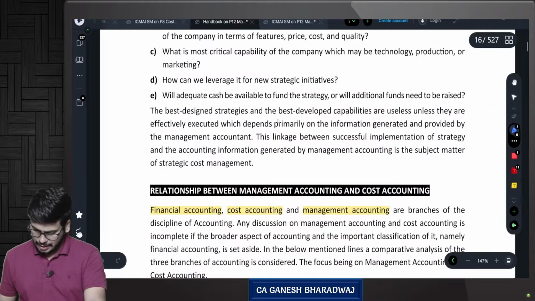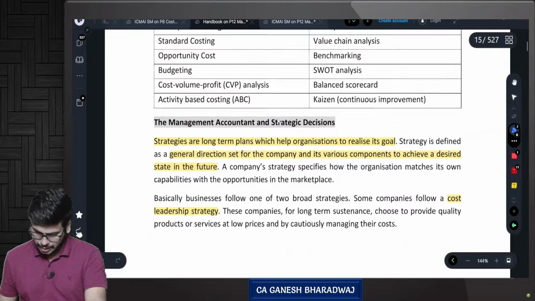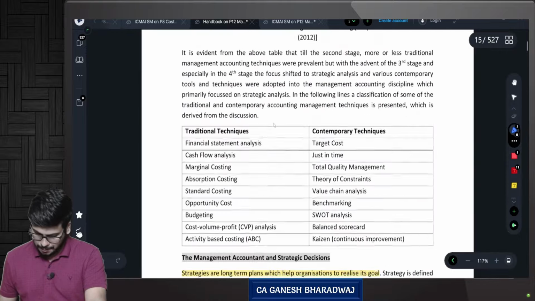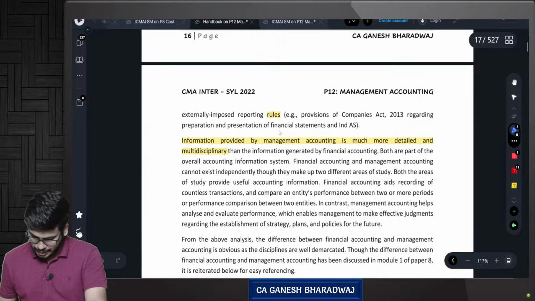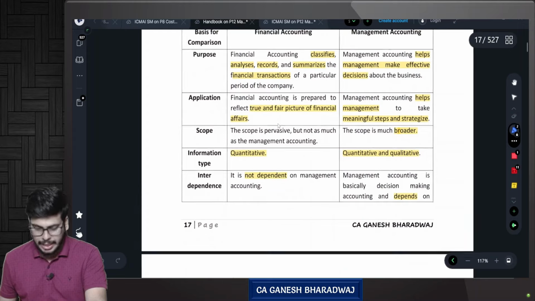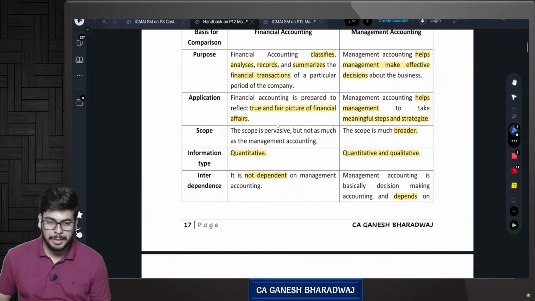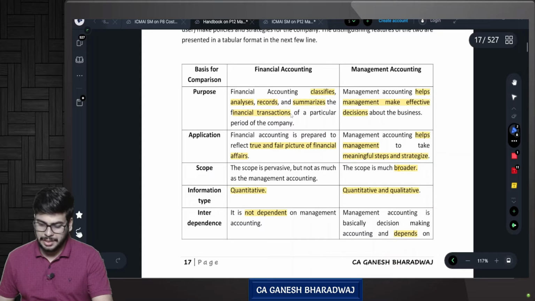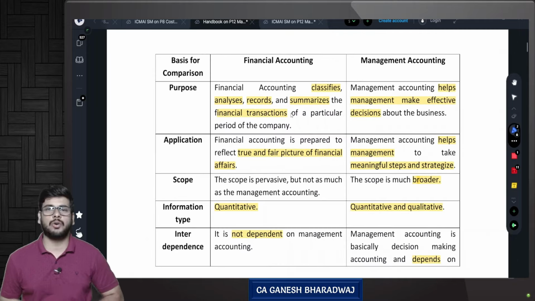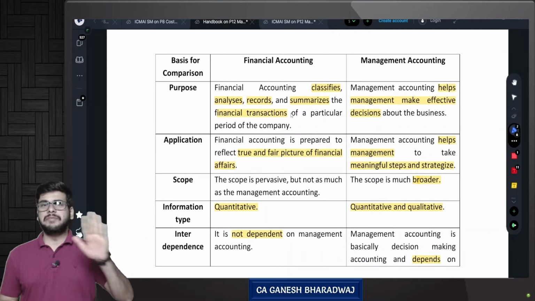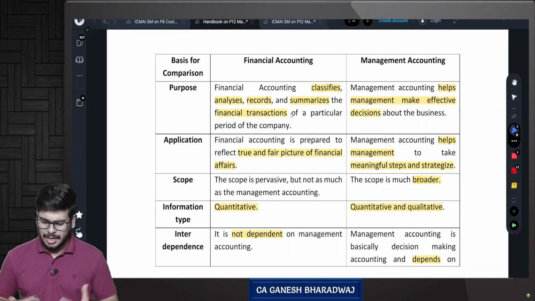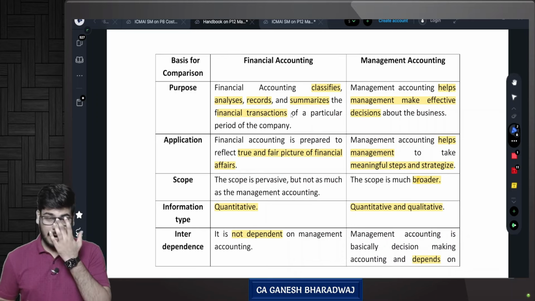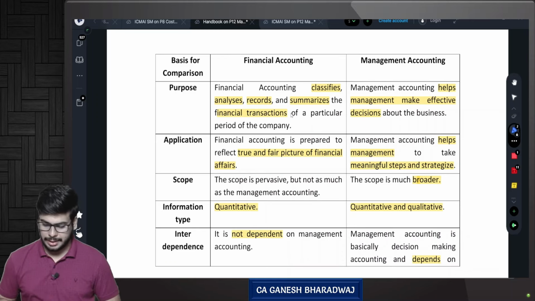Right. First, let's start here. Please take page number 17. First, we will see the difference between financial accounting and management accounting. Clear? Then we will see the difference between cost accounting and management accounting. I have just given you an overview. Let's quickly do this so that in case an exam question comes up, you are able to tackle it. Clear with this? Yes. So let's get started.